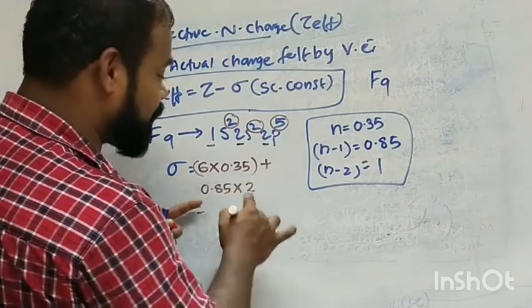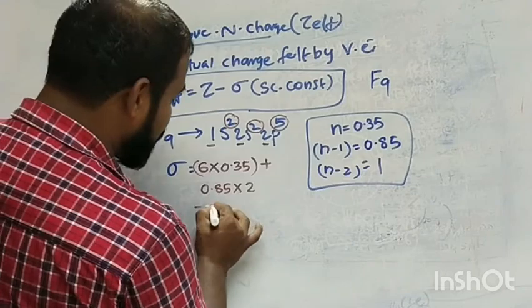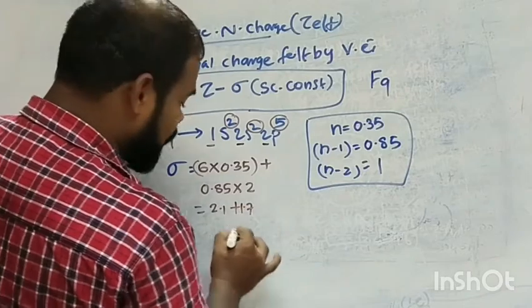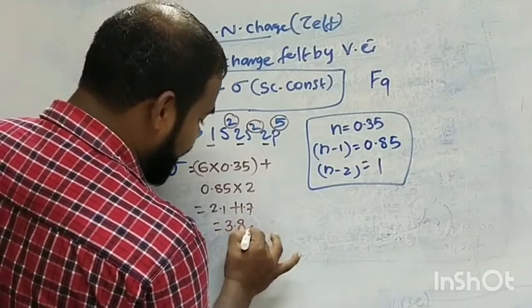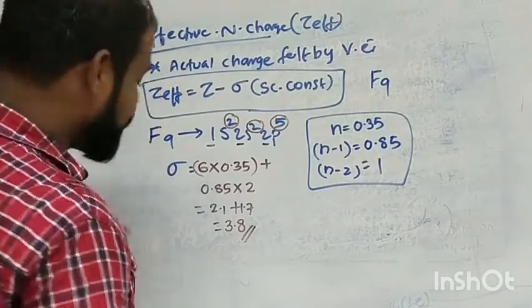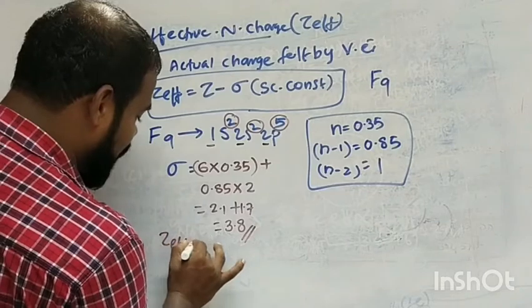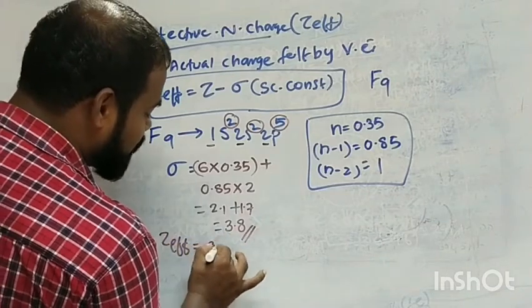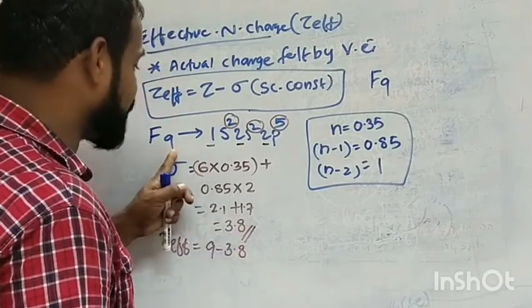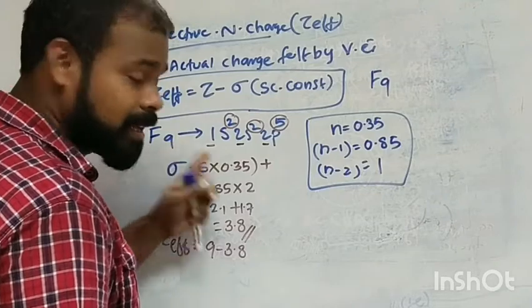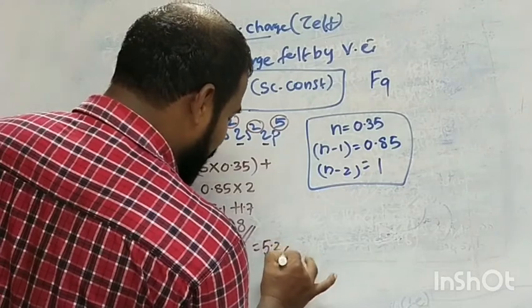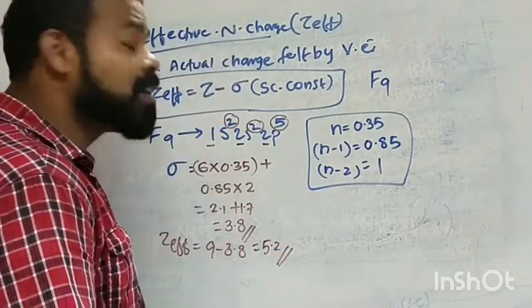Clear to all of you? 0.35 times 6 gives 2.1. This 2.1 plus 1.7 is equal to what? 3.8. So sigma for fluorine is equal to 3.8. Therefore, the effective nuclear charge is Z minus sigma, that means 9 minus 3.8. What value is that? It is equal to 5.2. This is the effective nuclear charge of fluorine.